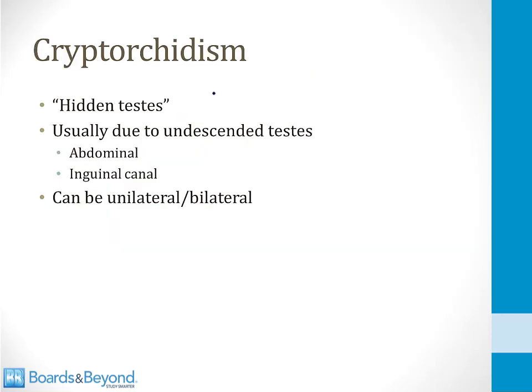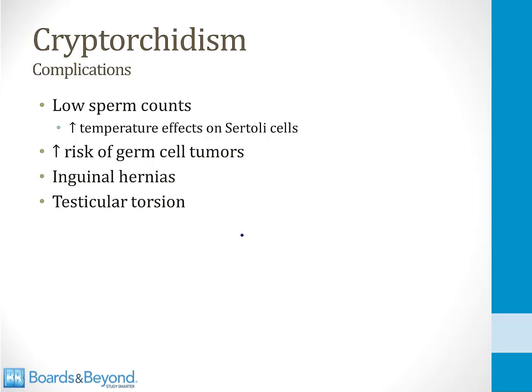Next, let's talk about cryptorchidism, which means hidden testes. This problem is usually caused by undescended testes. In development, the testicles descend from the abdomen into the scrotum. If they get stuck in the abdominal cavity or the inguinal canal, then there will be no testes in the scrotum, and that's called cryptorchidism. And it can be unilateral, meaning only one testicle is missing from the scrotum, or it can be bilateral. So in cryptorchidism, the testes aren't normally positioned in the scrotum, but usually they cause no symptoms.